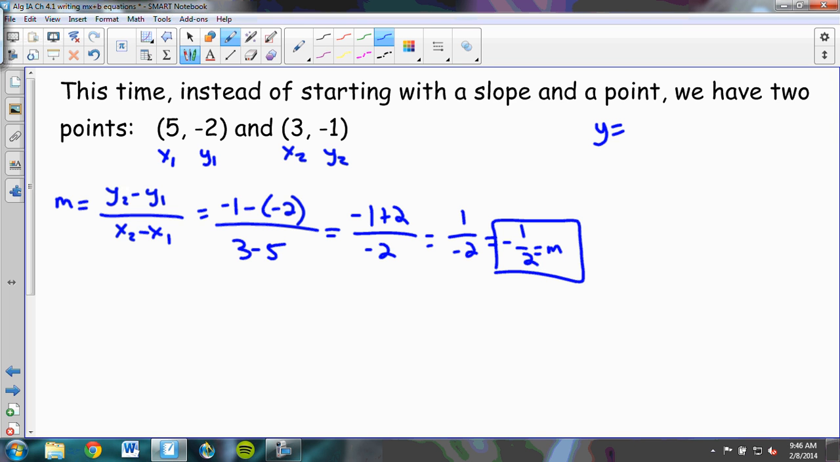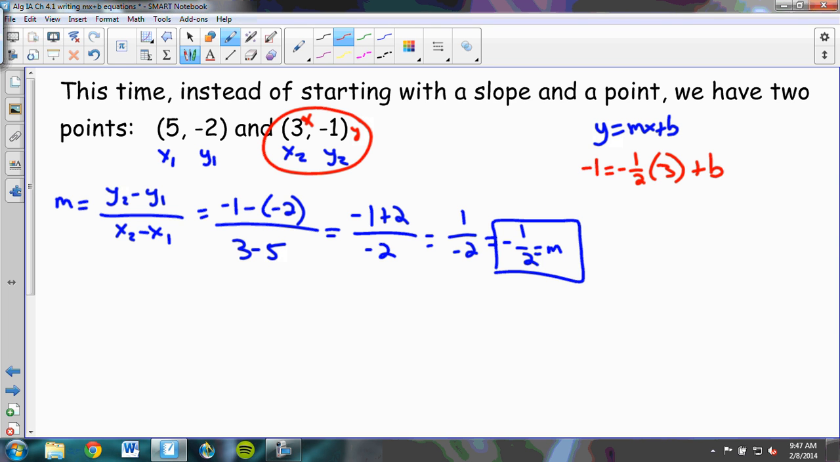So y equals mx plus b. I'm going to plug in m. And I can pick any x and any y that I want to. I'm going to pick this x and y because it just has smaller numbers. That's the only reason. So the y value is -1. The m value is -1/2. The x value is 3. And I don't know b, so I'm solving for b.